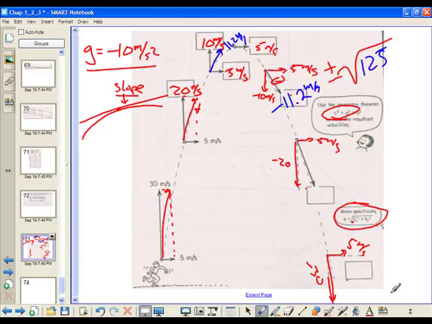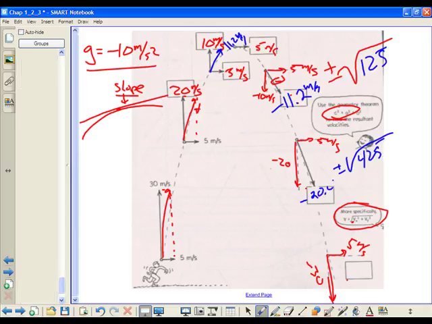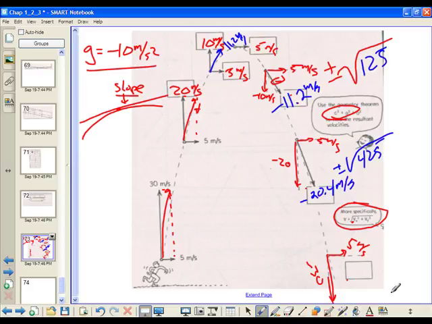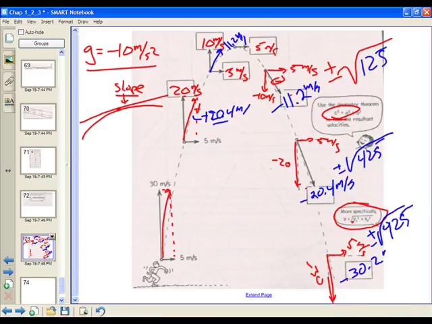Here at 20, 20 squared plus 5 squared would be the square root of 425, plus or minus, so it's a negative 20.4 meters per second. Over here, this vector is the positive 20.4 meters per second. Same level, same speed, different directions. Here at the bottom would be plus or minus the square root of 925, which is negative 30.2 meters per second. This one would be the positive 30.2 meters per second.